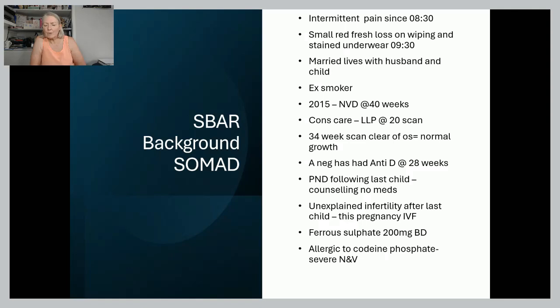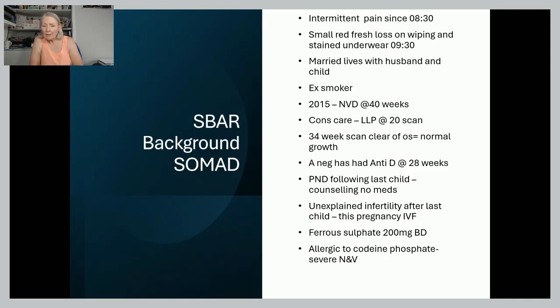So she's married and lives with her husband and child. She's an ex-smoker. That's her social history. So her obstetric history, she had a normal vaginal delivery and an uneventful pregnancy at 40 weeks in 2015 with her first child. And this pregnancy, she's under consultant care because this is an IVF pregnancy.